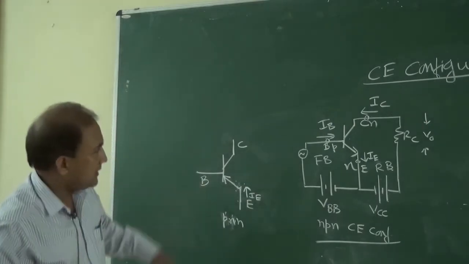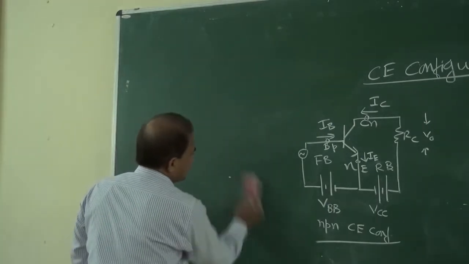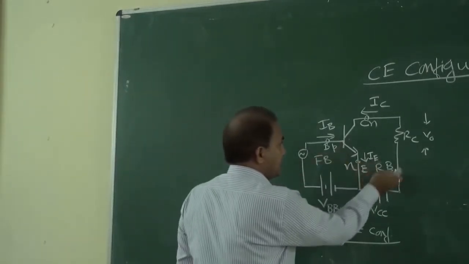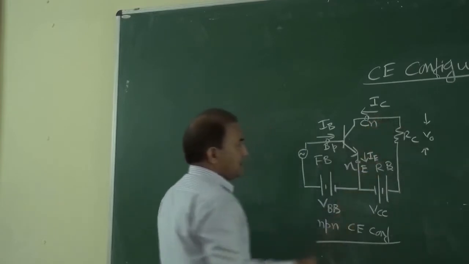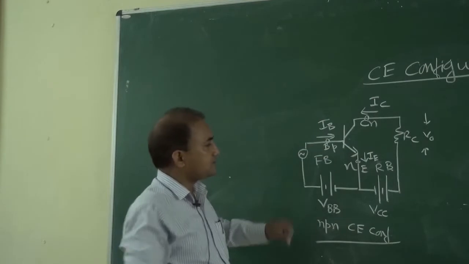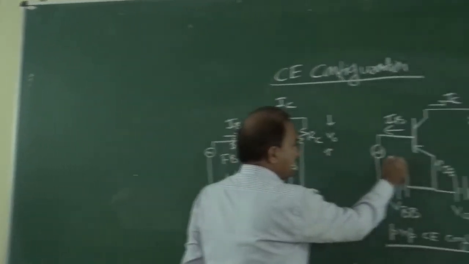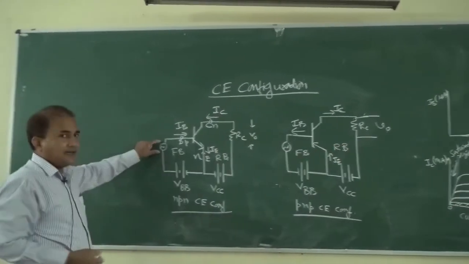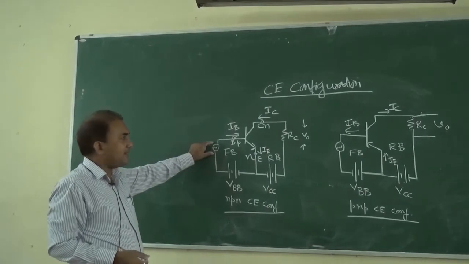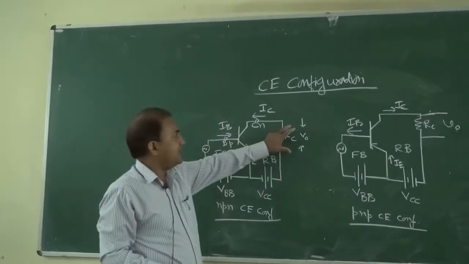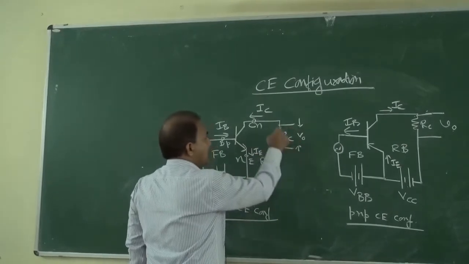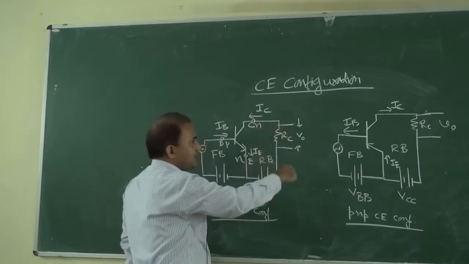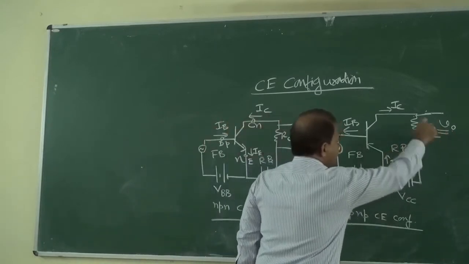Now again we can see here, in the case of the NPN common emitter configuration, the base-emitter junction is forward biased and the collector junction is reverse biased. This is also the case for PNP. This is the input signal that we want to amplify. The output voltage, the amplified voltage, we will be getting across RC. Similarly, this V out we will be getting across RC.